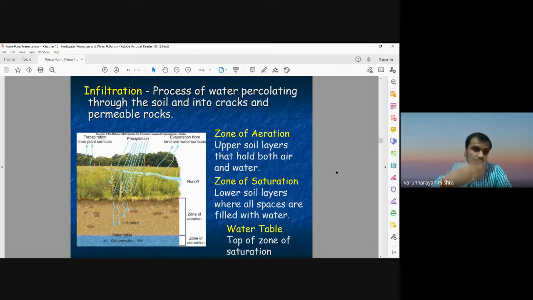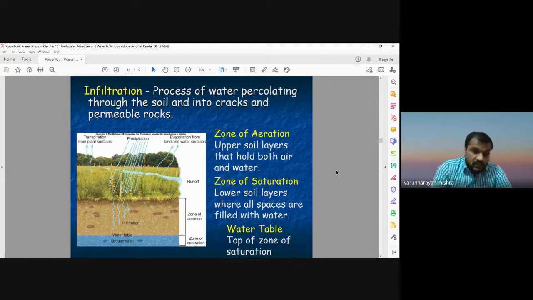So during the process of infiltration, first water goes into the zone of aeration, the upper layer of the soil, and it holds some amount of air and water. When it goes into the lower layer, known as the zone of saturation, all the water will be stored in the zone of saturation in the form of the water table, or you can say the aquifers.